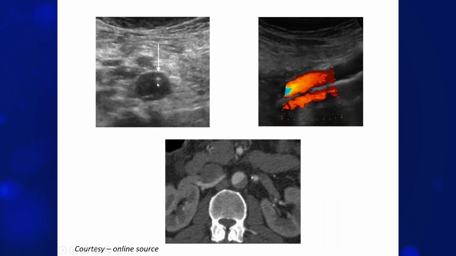Here you can see this is a case of a dissection. You can see something flopping in there. Do a long axis view. You can see the true and the false lumen. And this is a CT scan. You can see opacification of the true channel. And this is the thrombus right here. There's no flow right here.